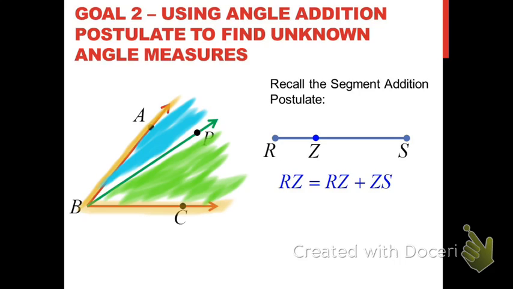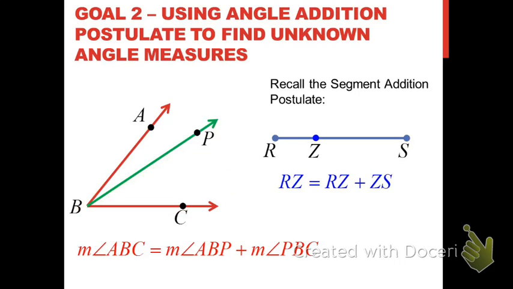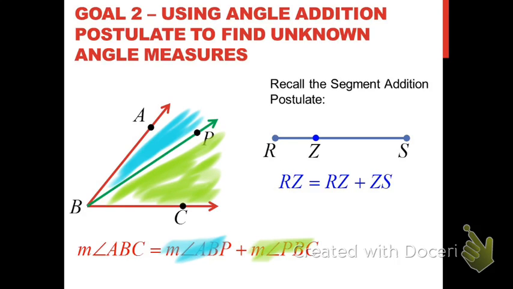Alright, at any rate, look at this equation right here. The measure of angle ABC, the large angle, equals the measure of angle ABP plus the measure of angle PBC, right there. Right. Two smaller angles added together give you the measure of the larger angle. Great. Let's look at an example.